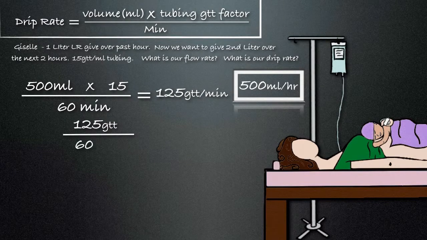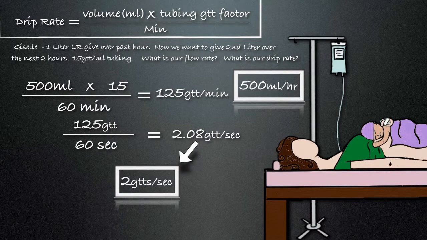Divide that by 60 seconds, and we get 2.08 drips a second. Round it down, and we'd want to set our rate to 2 drips a second.